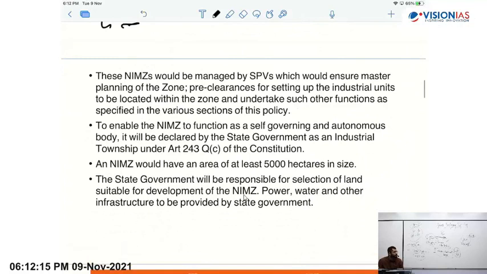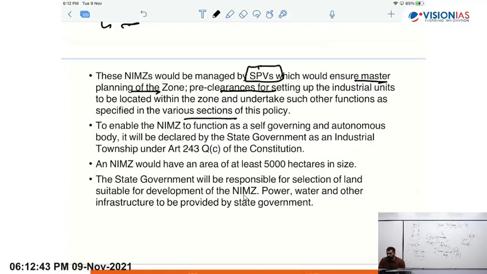Administration of the NIMZ managed by special purpose vehicle, which would ensure master planning of the zone, pre-clearances for setting up the units, undertake functions such as those in the policy. Now this will undertake all the administration of the unit. Now all the clearances you want, everything you want will be run through the SPV, and they will be rationalized. They will be made easy so that you can open an industrial unit.